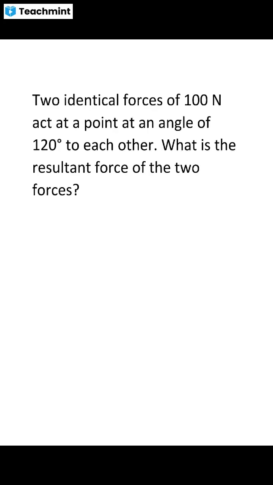This is a question. Two identical forces, 100 Newton, act at a point at an angle of 120 degrees to each other. What is the resultant force of the two forces? Now, look at this. Angle 120 degrees. One vector is like this. The other vector is like this.